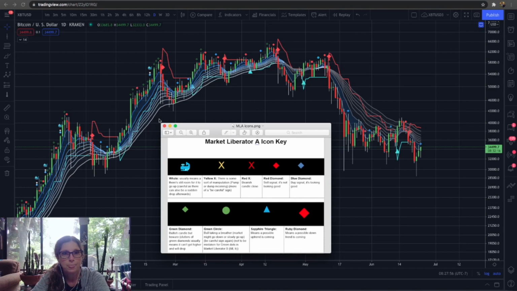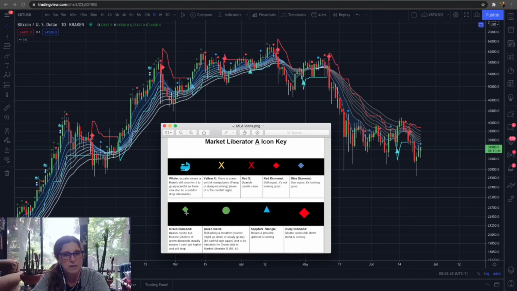So right here, you got a red diamond with this candle, and then right after that, you got a bigger red diamond along with the trend line turning red. All three of those combined would be a signal of a short, because the larger red diamond means a possible downtrend is coming.